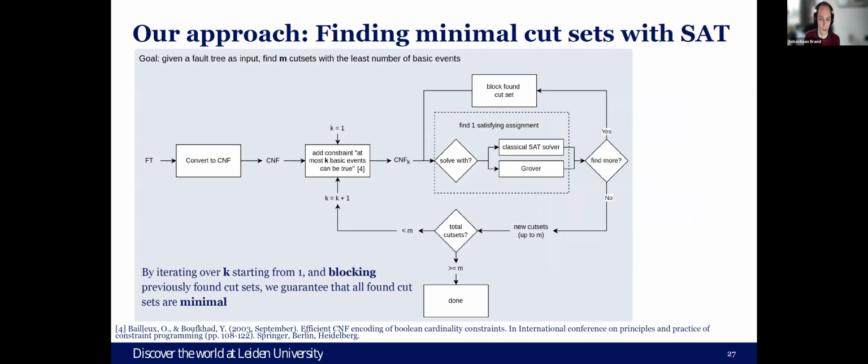So this is an overview of our approach. On the left, we start with a fault tree as input. This gets converted to a CNF formula. And then we add a constraint, which basically says at most k basic events can be true, and we start with k equals 1.